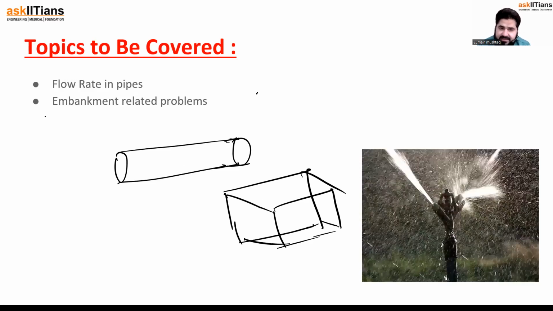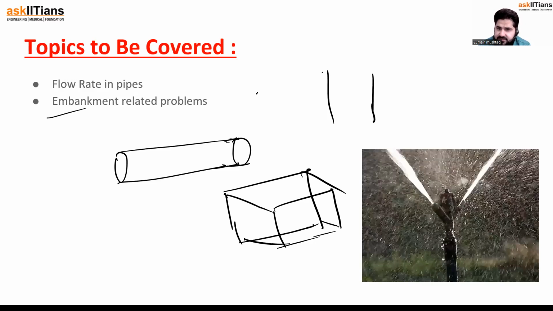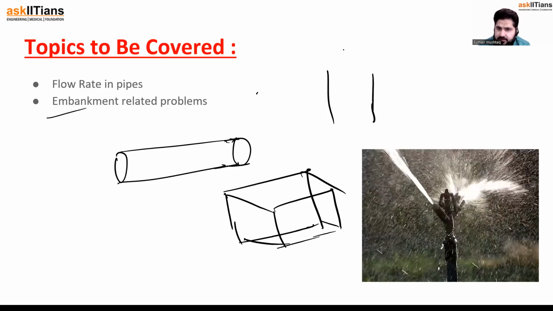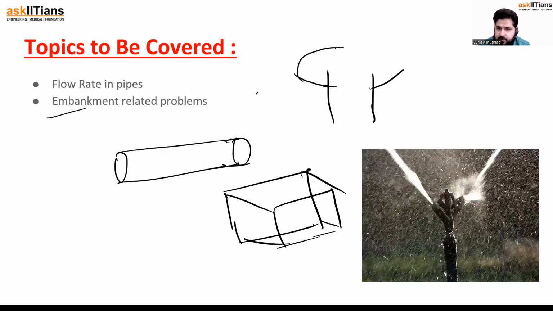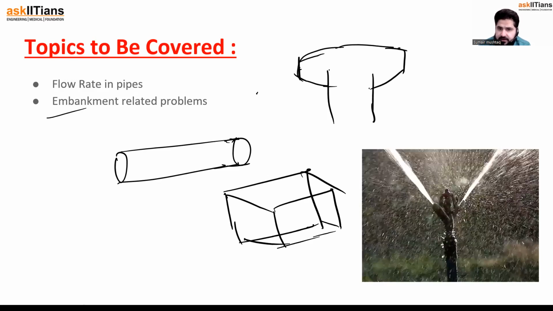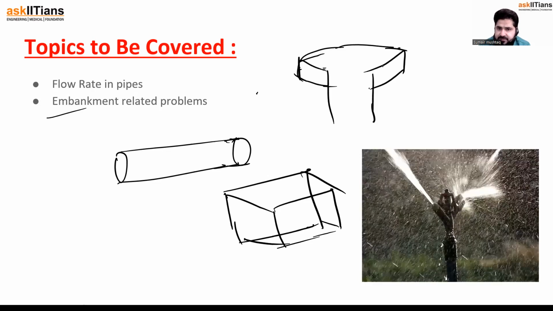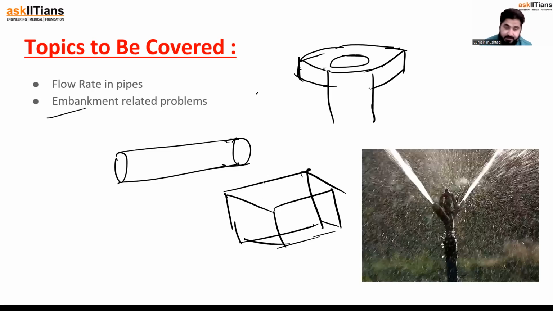Now the next thing is embankment related problems. Suppose you have a well. The mud that is taken out is used to make the embankment around it. These types of problems we have to discuss today. So let us suppose this is the embankment which is around the well. You have seen these kinds of questions as well.